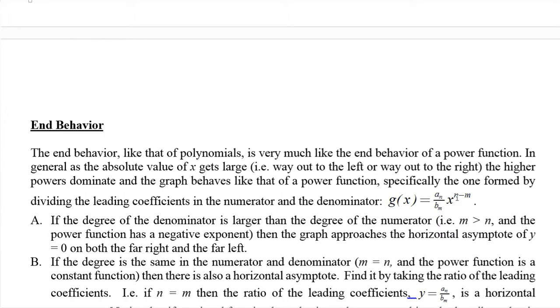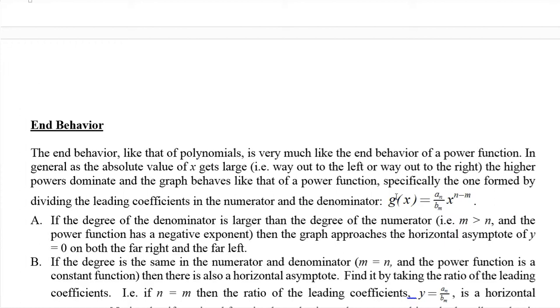Now that's just a power function. If that is a positive power function, which would happen when the numerator's degree is larger than the denominator's, then we know that a power function like that will go off to infinity or minus infinity on the ends, and this will have the same basic behavior as the original rational function on the ends.